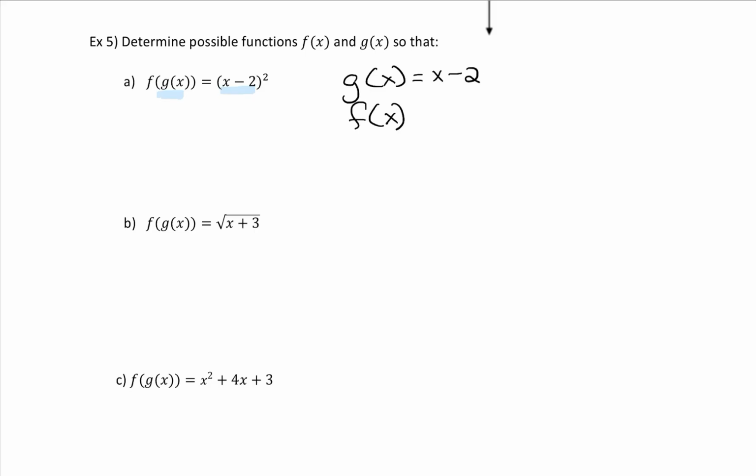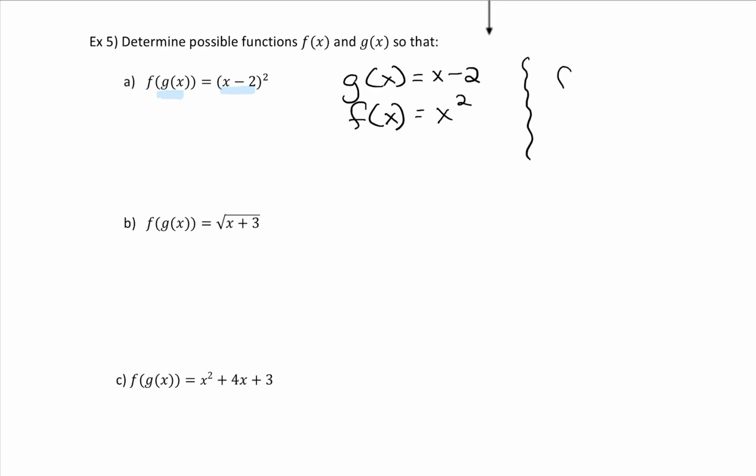What would my outer function have to be then? So if I basically say, well, I've taken the x minus 2 out, what's left? Well, the only thing that's left would be x squared. Now, technically, the x isn't left, but I have to have an x to substitute x minus 2 in. Okay? So that's one option.